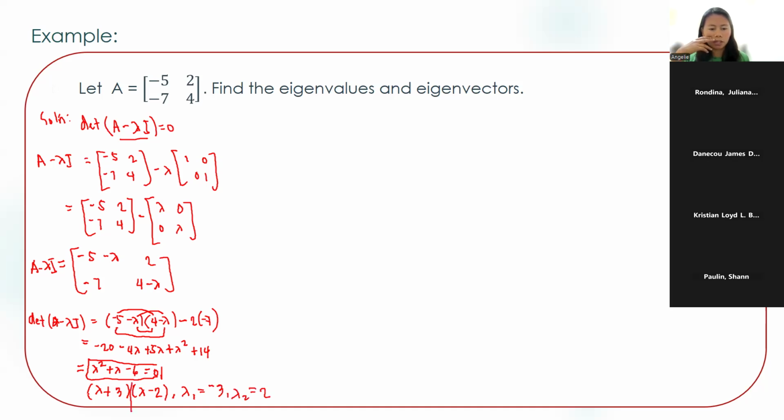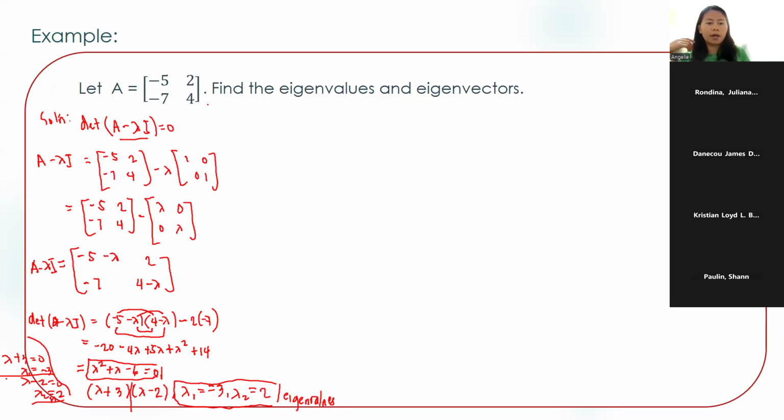Now, kung mangutana mo na unsa ni, this is, isa ha, dire na dapit. Lambda plus 3 equals 0. We have lambda equals negative 3. For lambda minus 2 equals 0, lambda equals 2. So this is your lambda 1, this is your lambda 2. Munang na ani. These are now your eigenvalues. So we have two eigenvalues, negative 3 and positive 2.